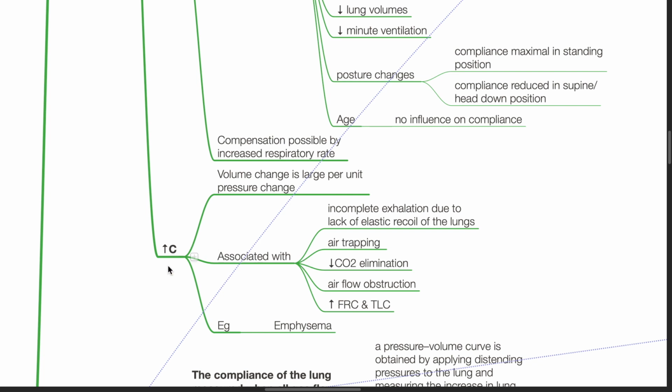Increased compliance. Volume change is large per unit pressure change, and it is associated with incomplete exhalation due to lack of elastic recoil of the lungs, air trapping, decreased carbon dioxide elimination, airflow obstruction, increased FRC and TLC. Increased lung compliance can occur in emphysema.